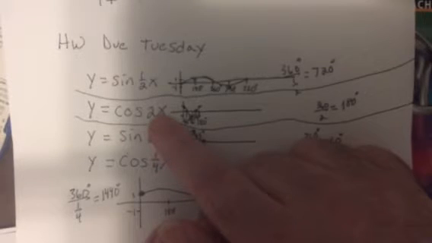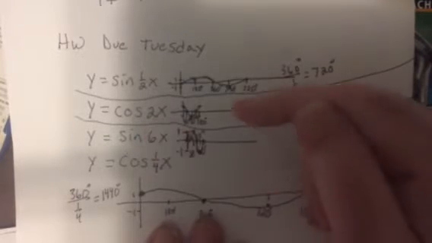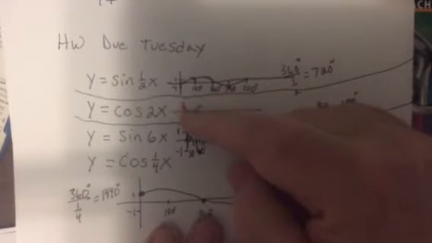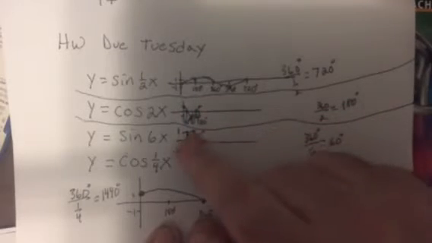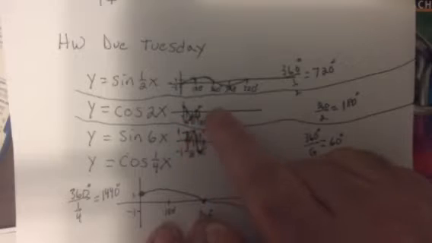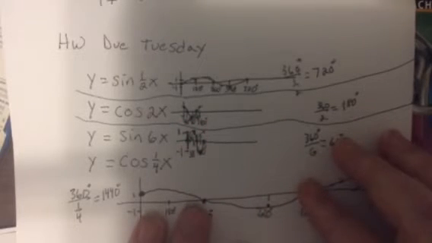Cosine 2x, so that would be 360 divided by 2 is 180. So 180 is the total distance. So it'd be 45, 90, 135, 180. But it starts at 1, comes to negative 1, and back to 1 at the end.